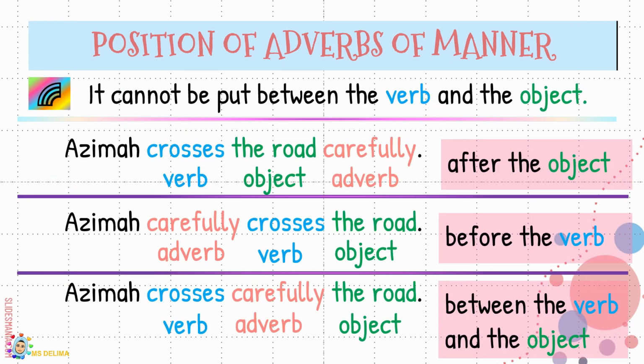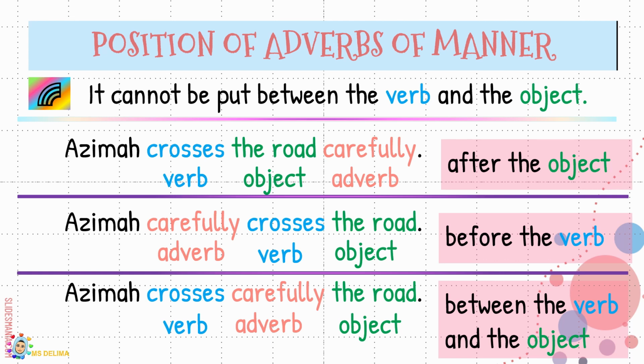There is one exception whereby we cannot put an adverb of manner between the verb and the object. The first example here, Azimah crosses the road carefully. The adverb of manner carefully is put after the object, which is correct. The second example, Azimah carefully crosses the road. The adverb of manner here is put before the verb, which is correct.